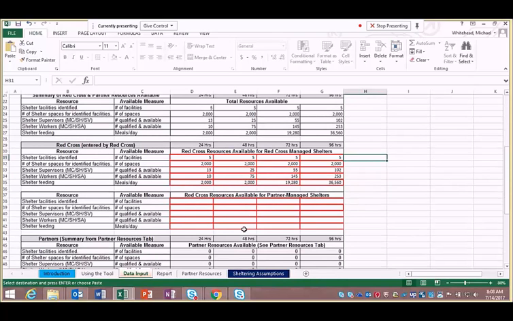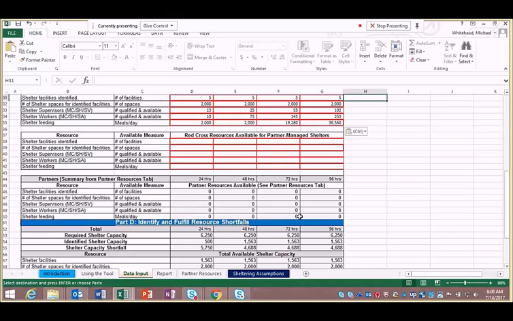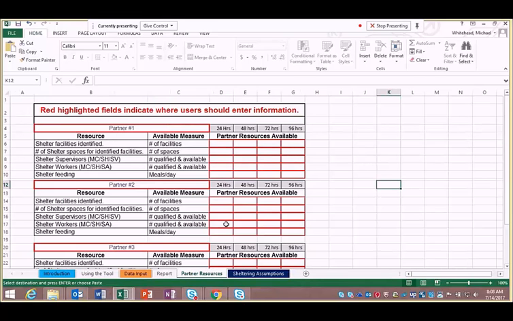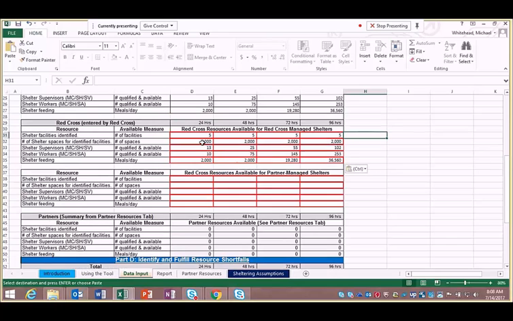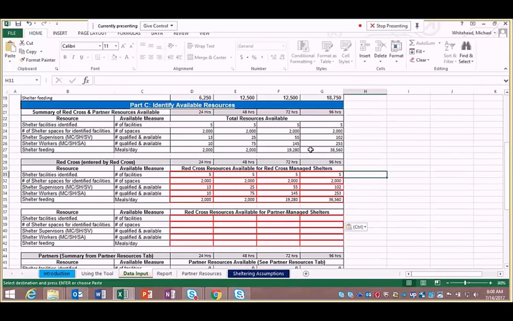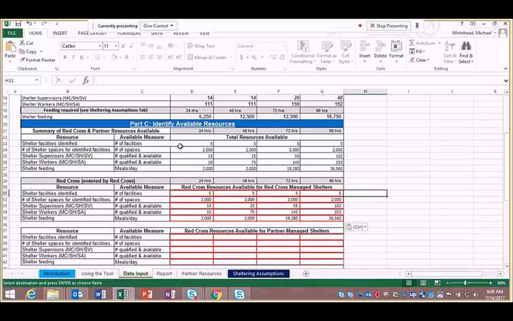And if partners are also engaged in sheltering, we would go to the Partner Resources tab, and for up to 3 partners, we can enter the resources that they would be providing. And that information in turn would be summarized on this tab. We would take our partner resources, the resources we're providing for partner managed shelters, the resources we're providing for our own shelters, and this would identify here the total resources available for the high probability, high consequence scenario.